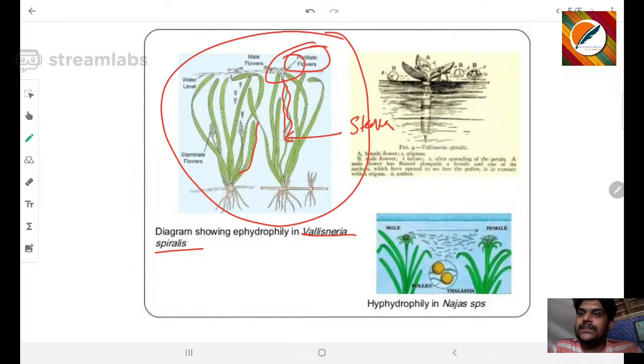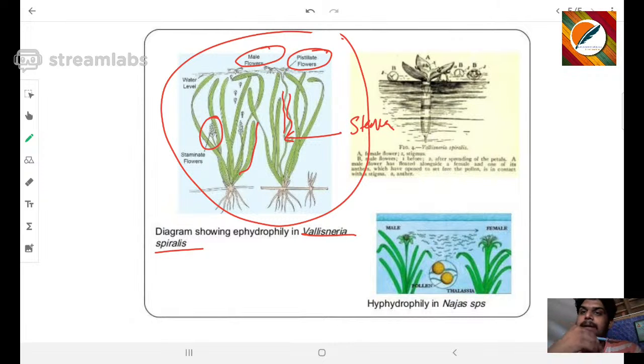So from the plant, a stalk arises, which carries the female flower to the surface of the water. Mainly the flower, or only the flower we can say. The flower has both male and female flowers. Also there are some staminate flowers you can see underwater, so they will not grow to the surface. Even then there is a possibility of pollination.